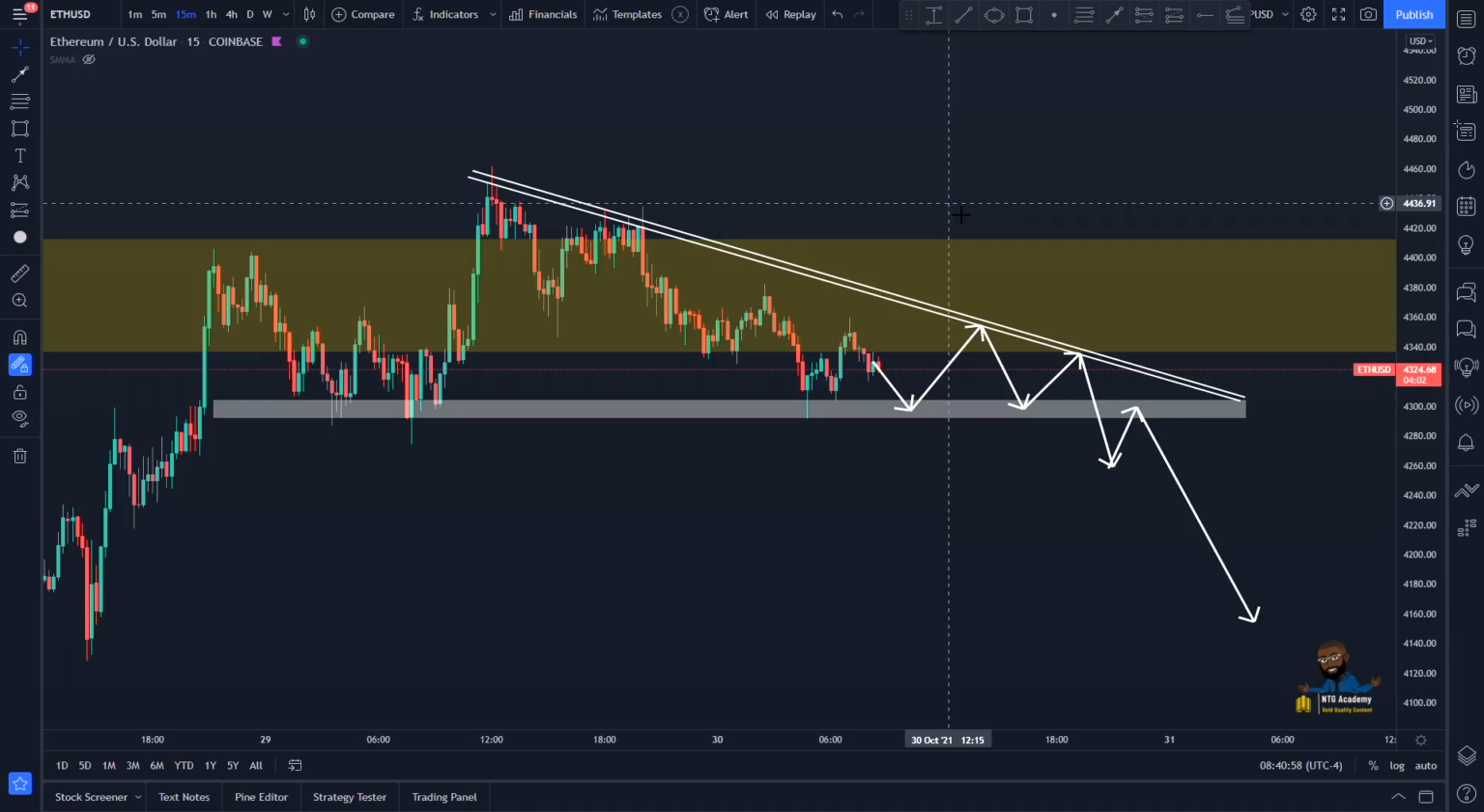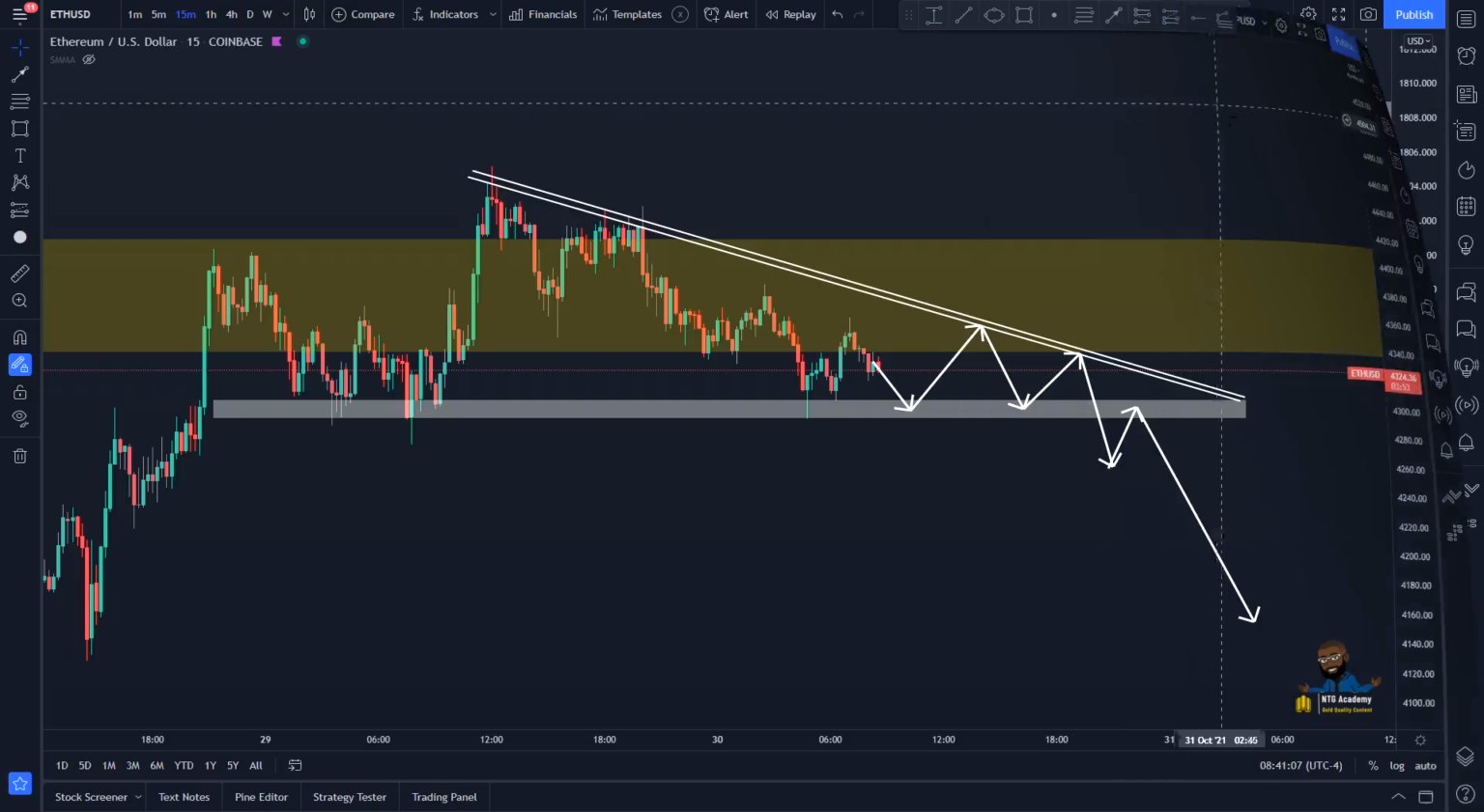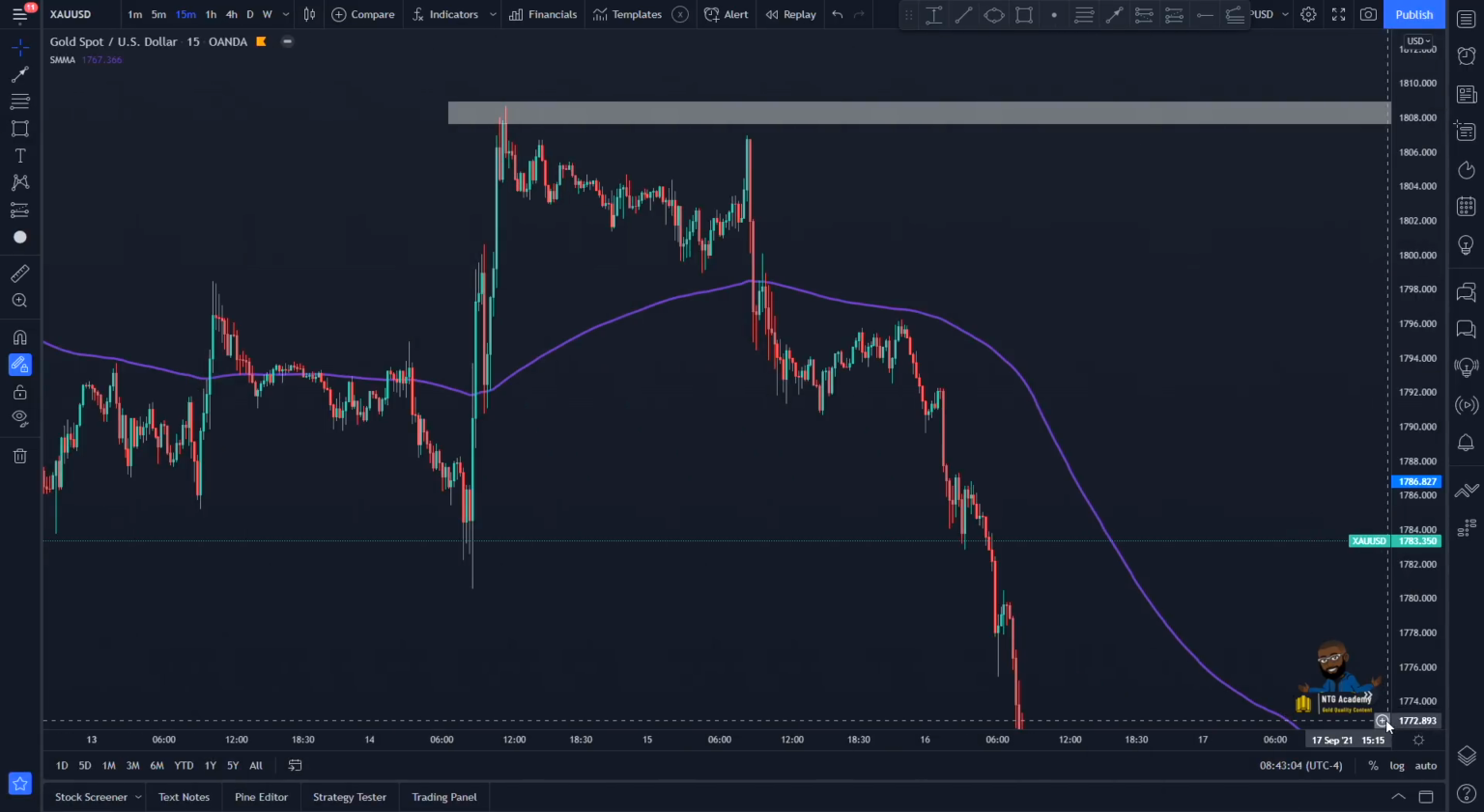All right, guys. So this was just a quick example of a chart pattern, trading it at the zones. Now let's go ahead and look at dynamic support and resistance. All right, guys. So now we're here. Now let's talk about dynamic support and resistance.